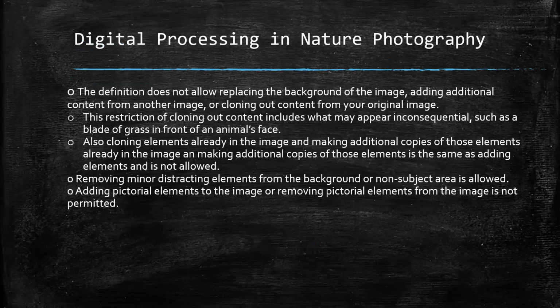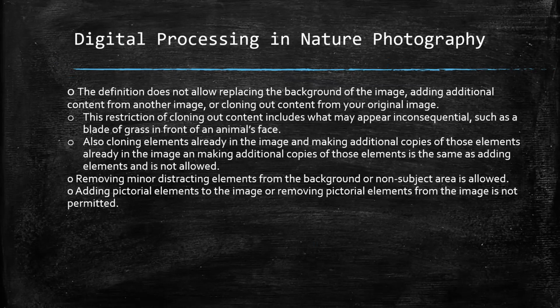Digital processing and nature photography. The definition does not allow replacing the background of the image, adding additional content from another image, or cloning out content from your original image. This restriction on cloning out content includes what may appear inconsequential, such as a blade of grass in front of an animal's face. If you have a picture of a deer and there's a blade of grass in front of his face, leave it there. If the blade of grass is sticking out behind his head and is not part of the subject, then you can get rid of it if you need to. But they prefer their nature to be as much nature as possible. So try not to take out anything that needs to be there.